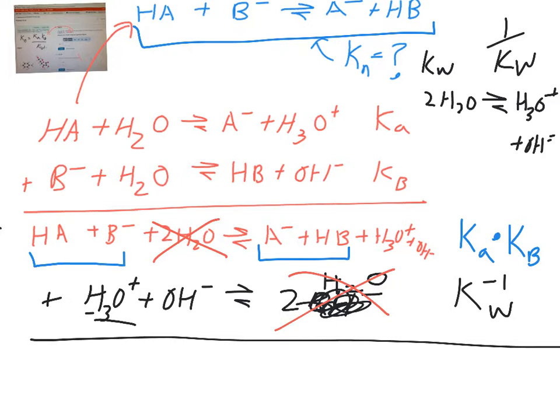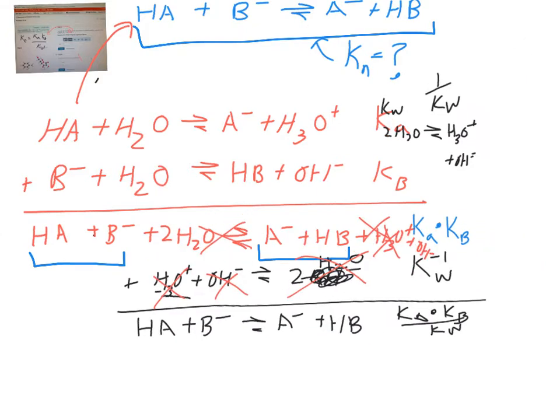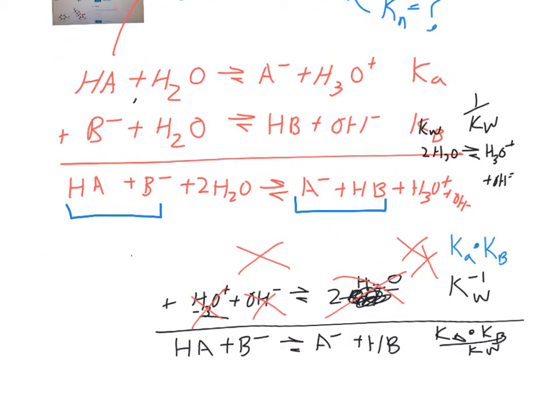It also allows me to cross out my hydronium and my hydroxide. So that gives me HA plus B negative yields A negative plus HB, with an equilibrium constant of Ka times Kb divided by Kw, equal to the equilibrium constant for my neutralization reaction. And that's where it comes from. Ta-da! So there's your proof.